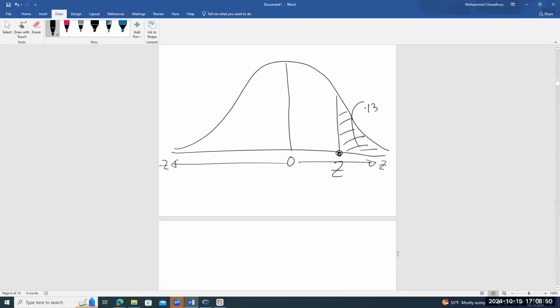So let me write it this way. Probability of Z greater than or equal to A equals 0.13. Suppose this Z value, this dot, equals A. I want to say the probability of Z greater than A is equal to this percentage that I was given. How can I find the A?